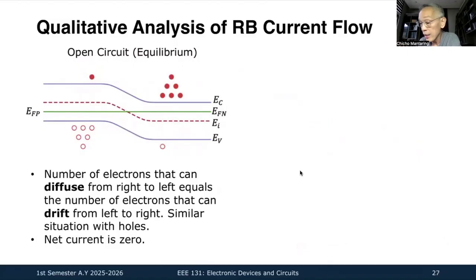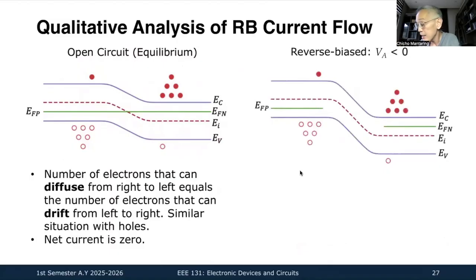What happens in reverse bias? So this is the equilibrium. We already explained this. No net current. When reverse biased, these used to diffuse, but now all of these will hit the energy barrier. All of these will hit the energy barrier. This one can still drift. So you still have drift here. This will also be able to drift here.